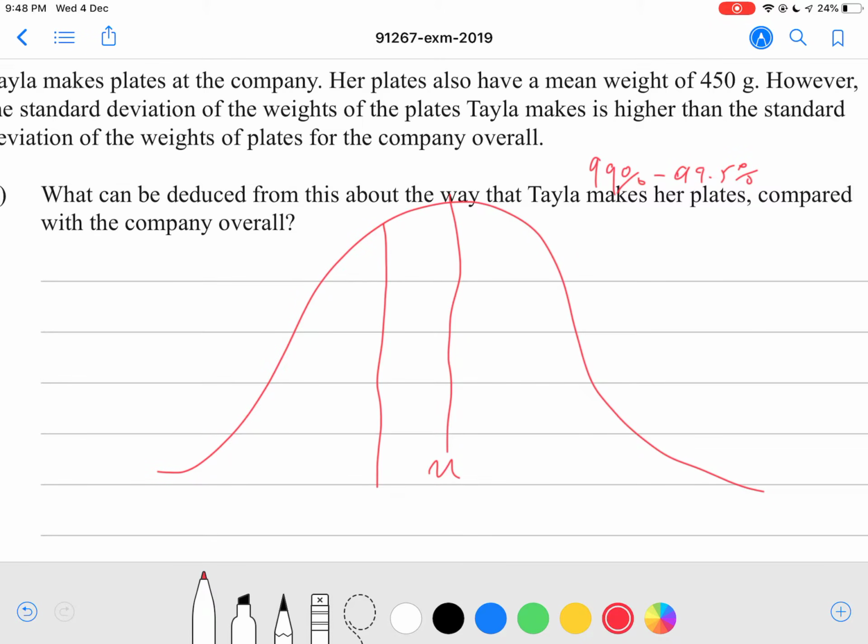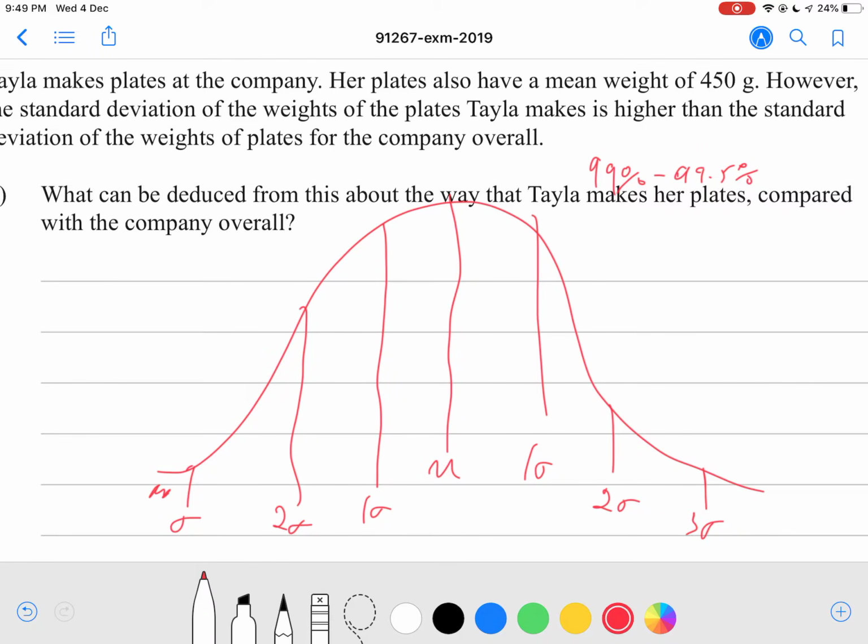Let's say this is 1 standard deviation, this is 2 standard deviations, and this is, for example, 3 standard deviations. This part here will be very small, maybe 0.05, maybe even smaller. So most of the data will lie between 3 standard deviations to both the left and the right.